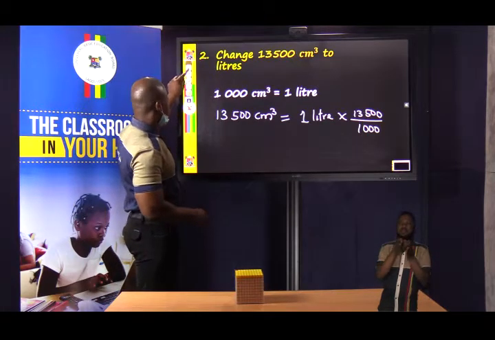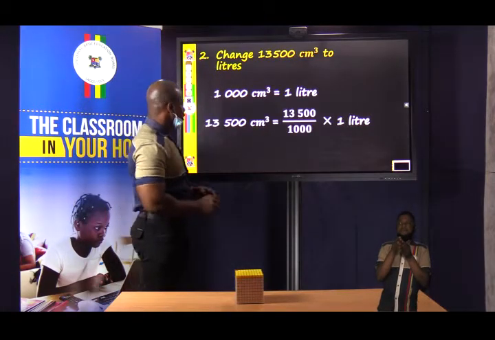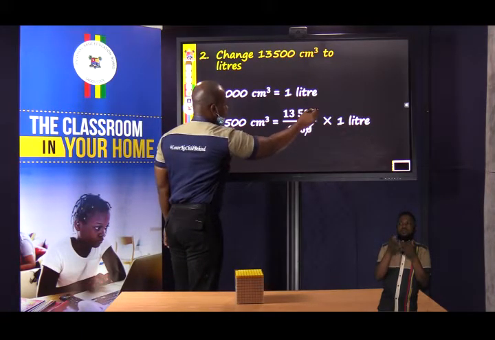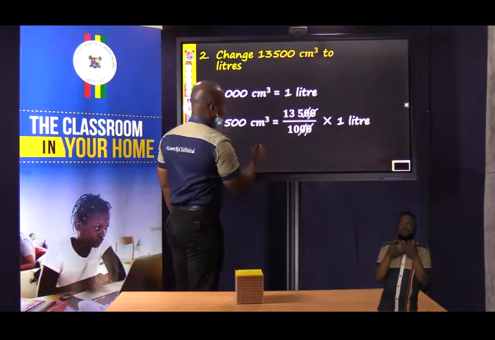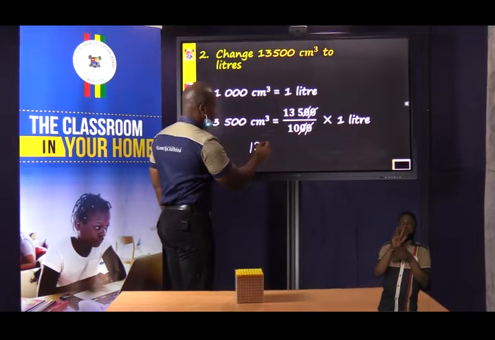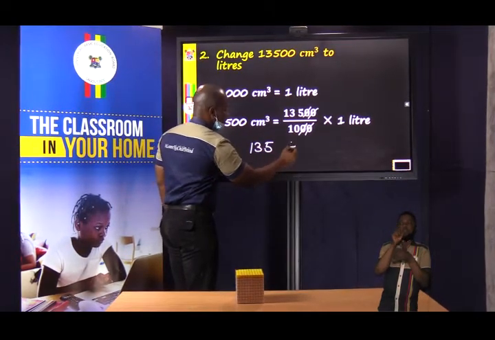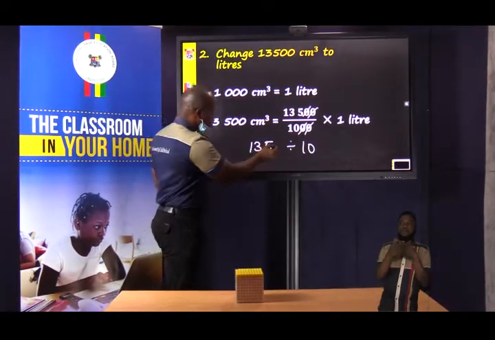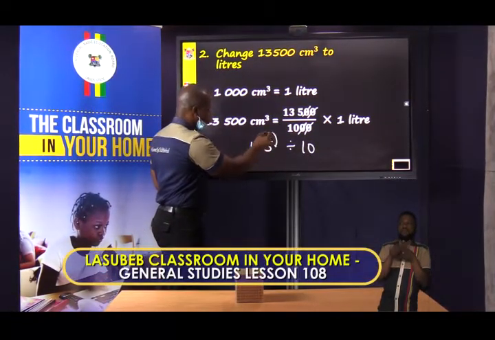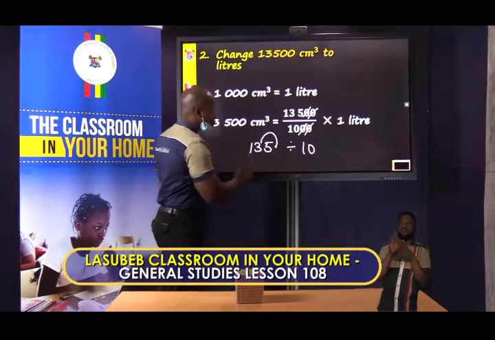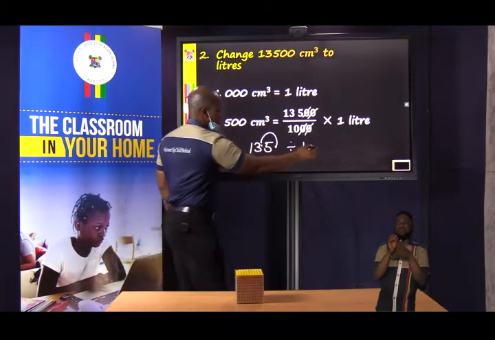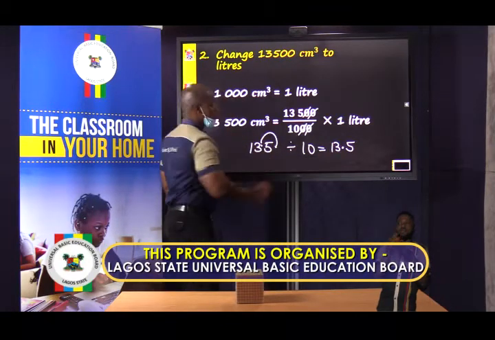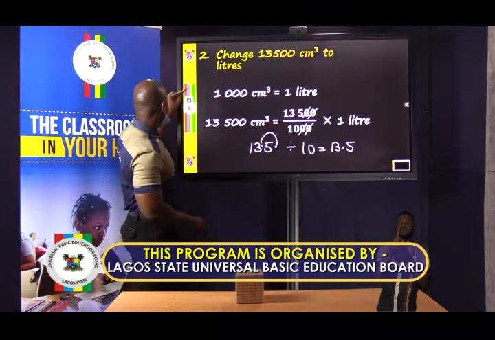Let's see. Of course, now we can reduce 2 zeros and we will have 135 divided by 10. So that means we'll be moving backwards. By default, the decimal point is here. So we'll move back just once because we have 1 zero. And so we are left with 13.5 times 1 liter. Let's just see whether that step is also correct.